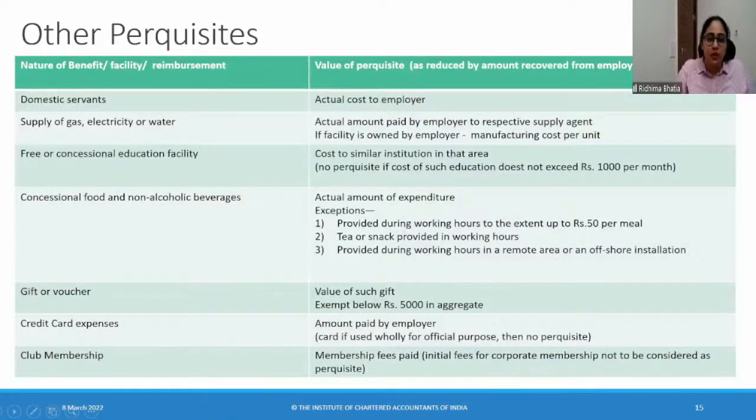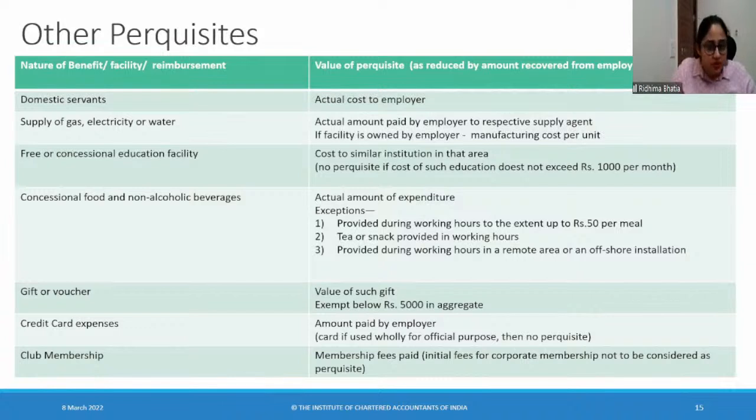Concessional food and non-alcoholic beverages: the actual amount of expenditure. See, refreshments I told you are not taxable. But lunch, which is provided to you at a subsidized rate every day, would be taxable, provided it is provided to you in working hours, not delivered at home. Up to 50 rupees per meal would not be taxable. More than 50 would be taxable.